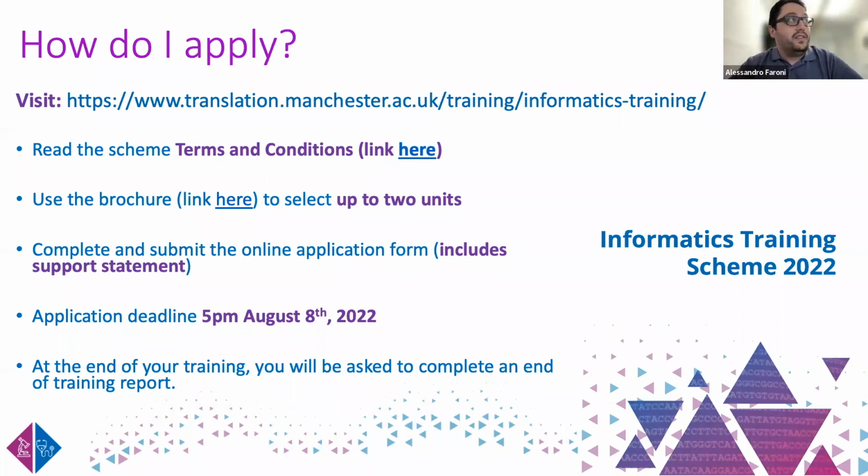But if you are not, then you'll have to arrange for that to happen, and you need to speak to your supervisor about the commitment that this course might entail. So that's all in the terms and conditions, which has been linked in the chat as well. And in the brochure, there should be information about that. The deadline for you to fill in that online application form is on the 5th of August. Sorry, the 8th of August at 5 p.m. And then again, just to highlight that we will be in touch with you at the end to ask for a training report, feedback on how the scheme has gone for you.